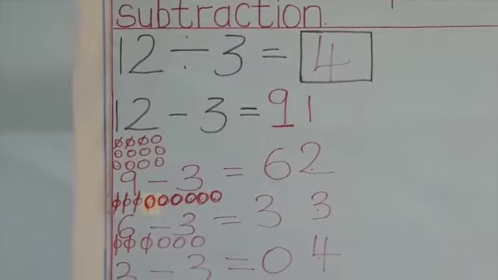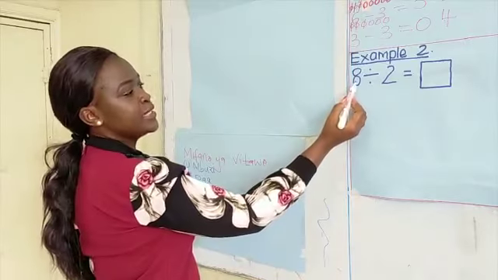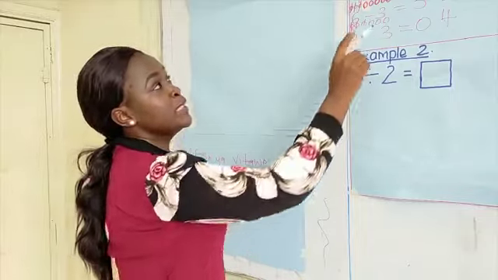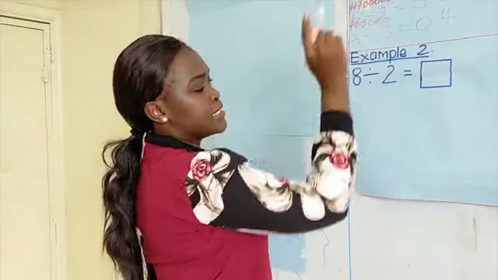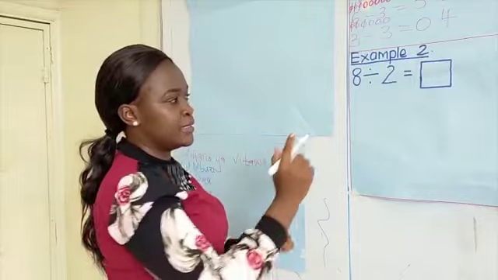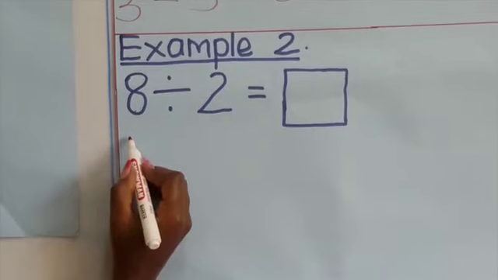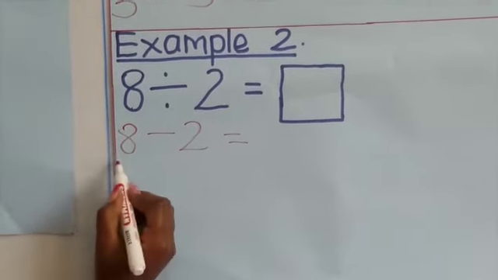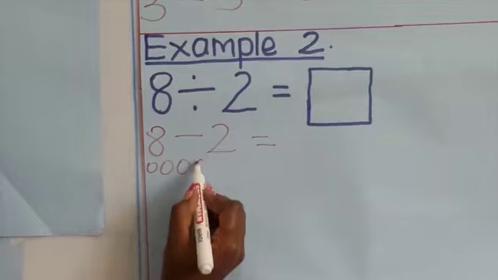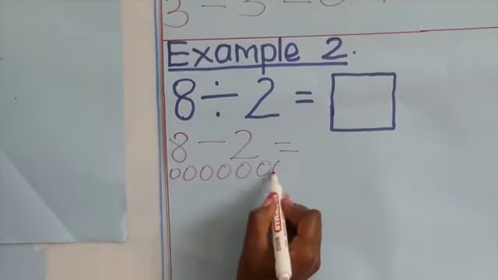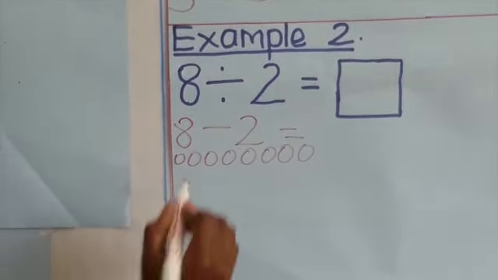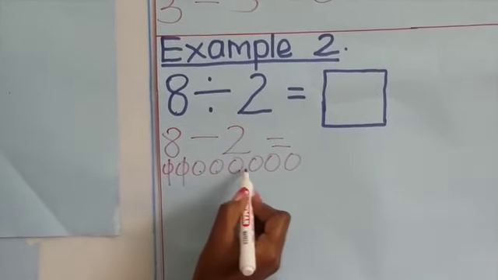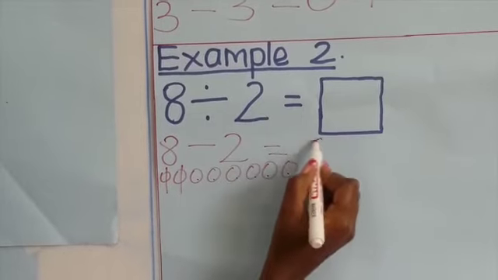Let's do another example. 8 divided by 2. Always remember we are doing division as repeated subtraction. So we are repeating. So you take 8, take away 2. 1, 2, 3, 4, 5, 6, 7, 8. Take away 2. 1, 2. 1, 2, 3, 4, 5, 6. So your answer is 6.